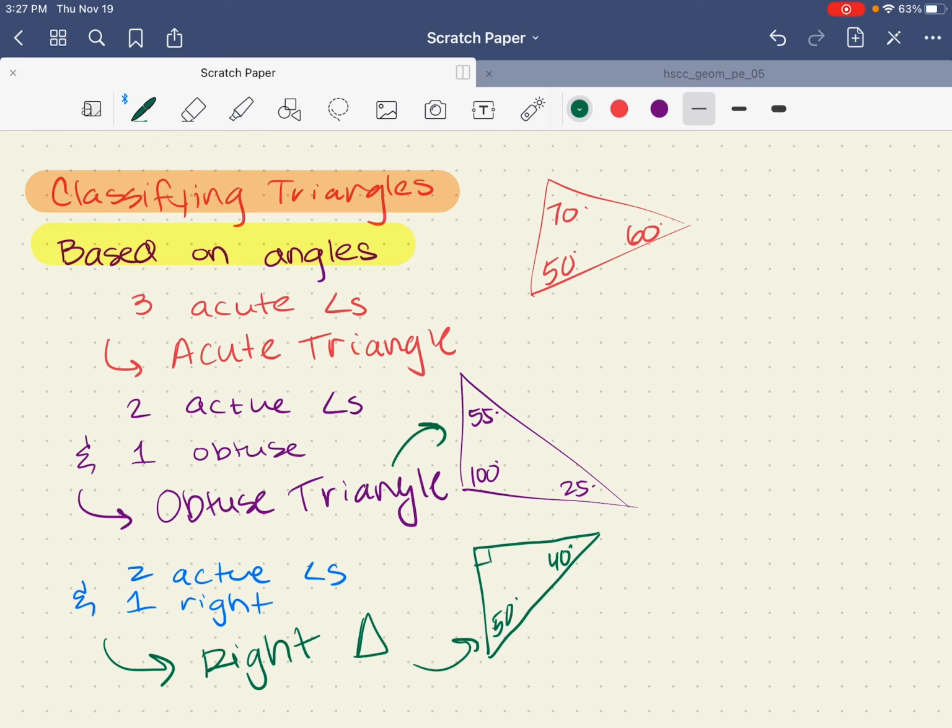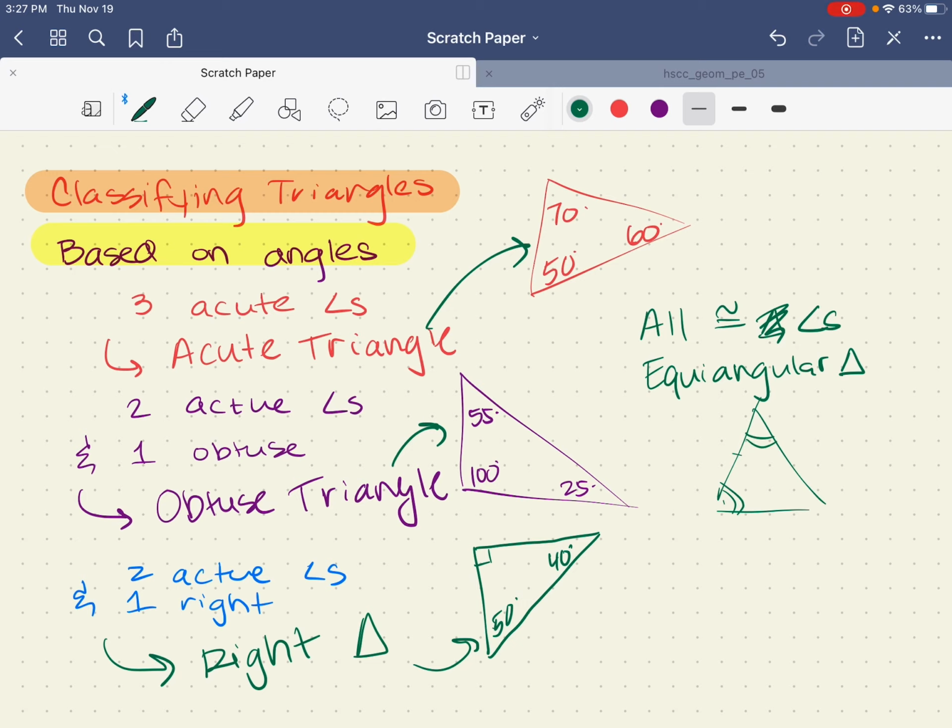So these right here are the three main categories or classifications for triangles based upon their angles. There's one more. If all the angles are the same, all congruent angles, we call that an equiangular triangle, equiangular. Okay, and that would look like this. So they'd say all the angles are congruent to each other. All right, and that is how you would classify your triangles.